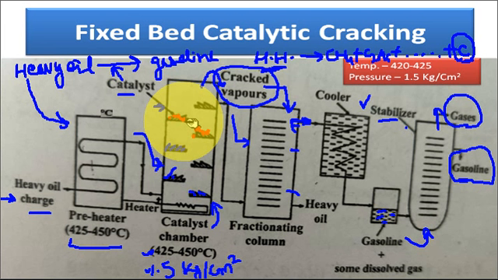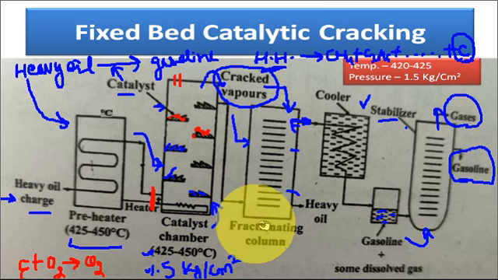So what do we have to do now? To regenerate this catalyst, we pass fresh air from here and the supply of oil is stopped. So when we pass the fresh air from the upper side, the carbon particles react with the oxygen present in the fresh air and are converted into carbon dioxide, which is also a gas, which is removed. So the catalyst surface is again free.